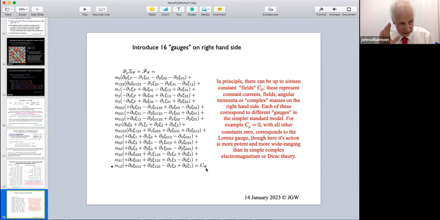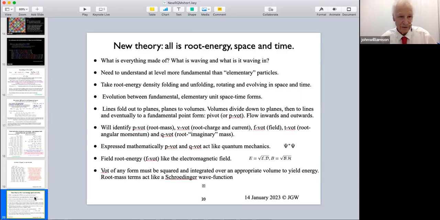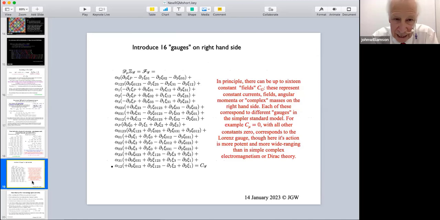If you just add the charge and the mass, then what you get is confinement. And that is something I'll talk about when I talk about the electron. We're not on the electron yet, we're still dealing with a photon. So what is this new theory? Well, in the new theory, everything is of space and time. These objects are space-time objects.